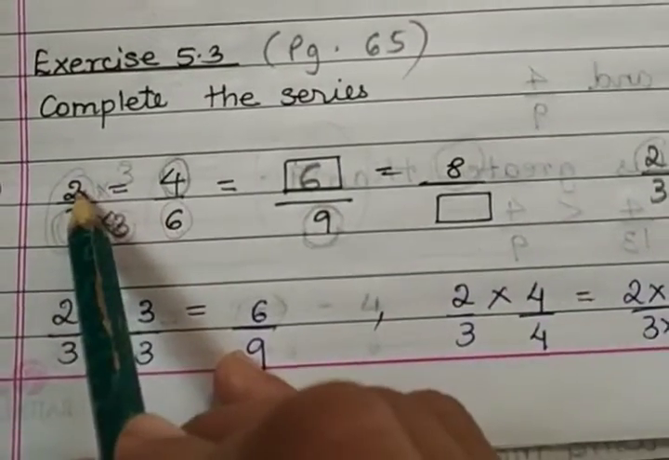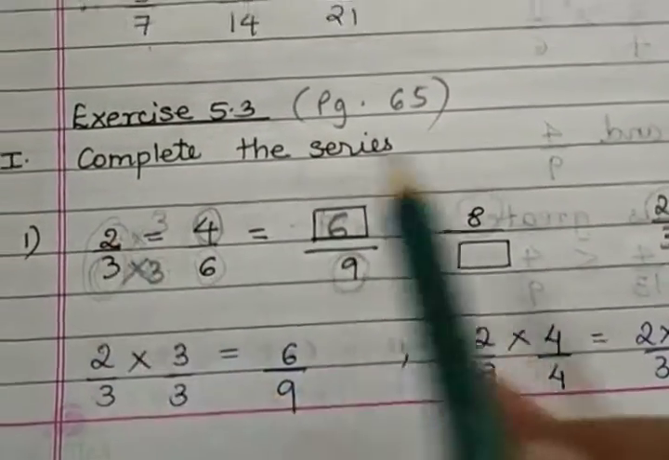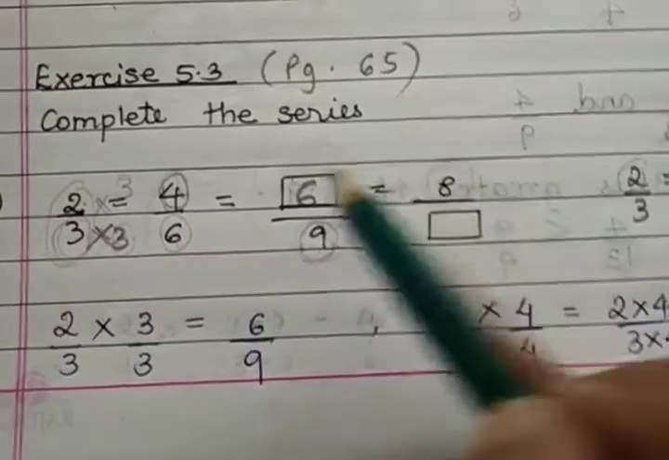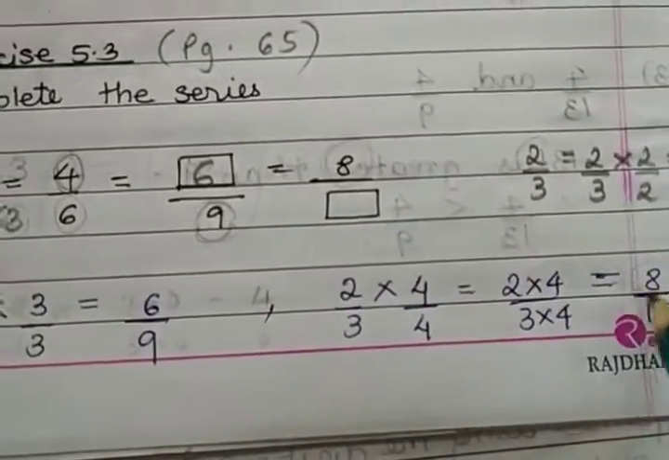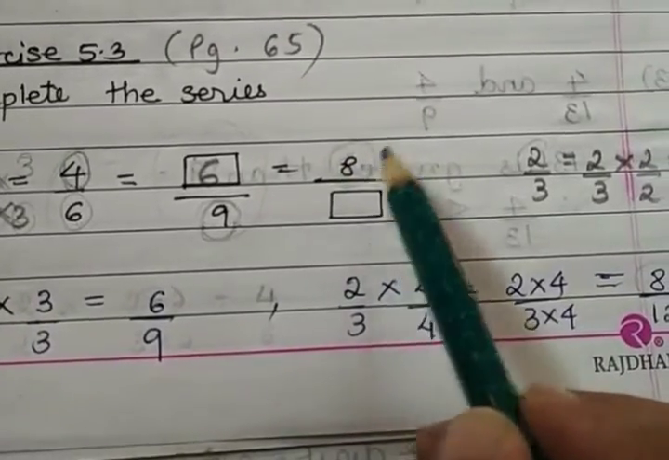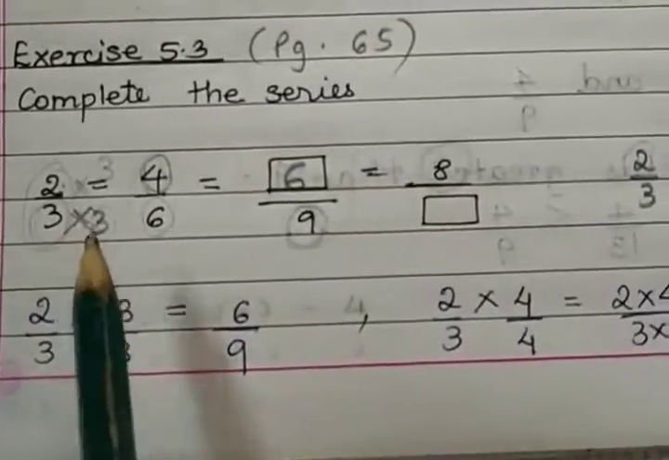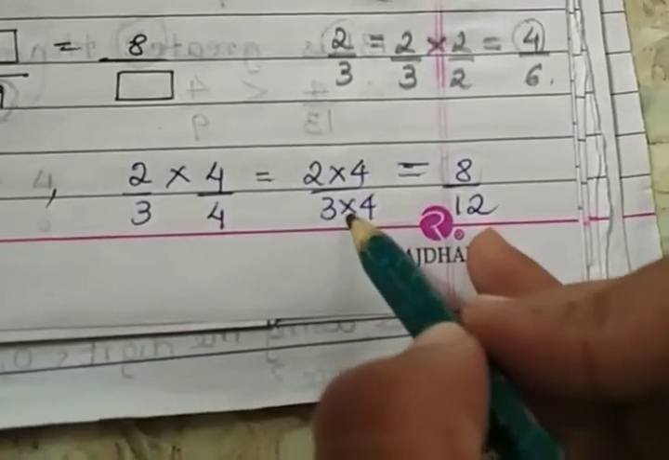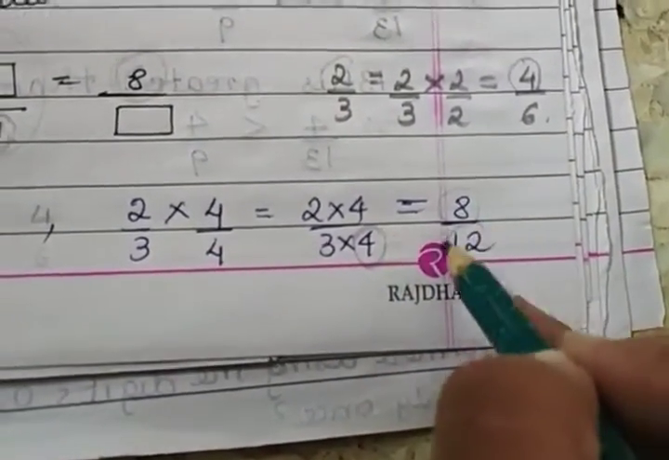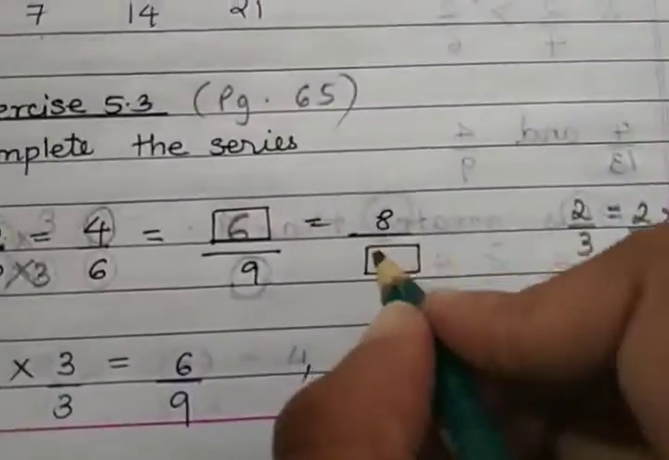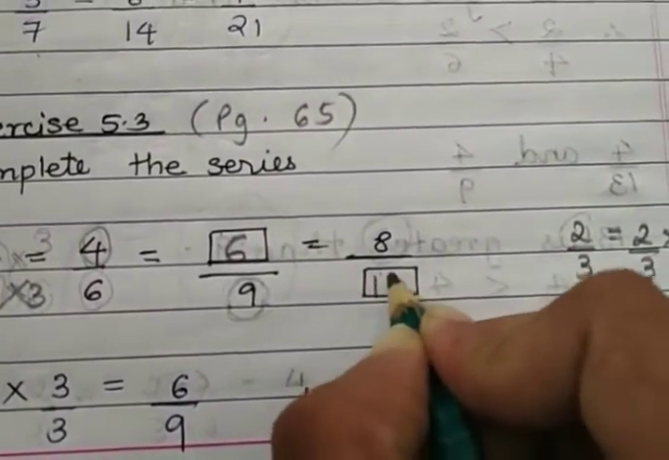So which number do you have to multiply 2 by in order to get 8? When you multiply 2 by 4, you get 8, correct, in the numerator. So the same number you have to multiply in the denominator as well. So when you multiply the denominator by the same number, which is 4, it is 12. Okay, so the missing number here is 12.